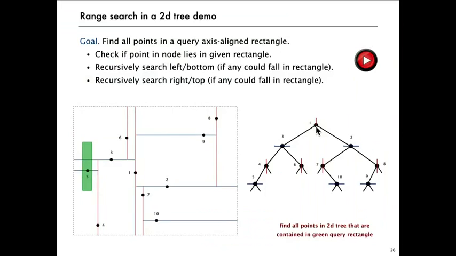we can return that point, but we have to look on both sides to look for more. But if the rectangle lies to the left of the root node, then we only have to look in the left and so forth. So let's look at how this works in a demo.